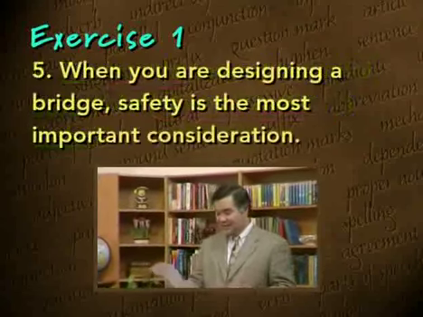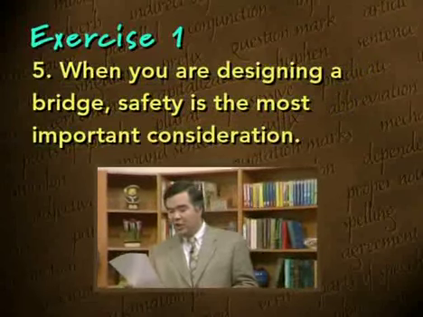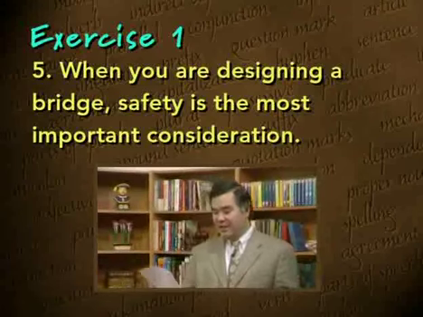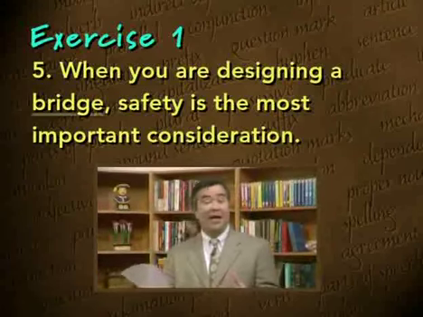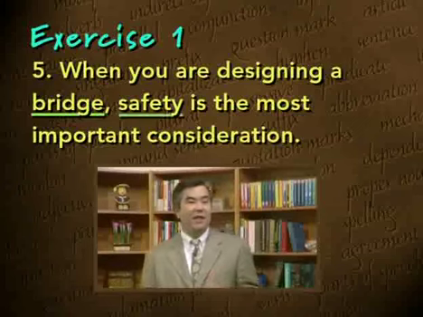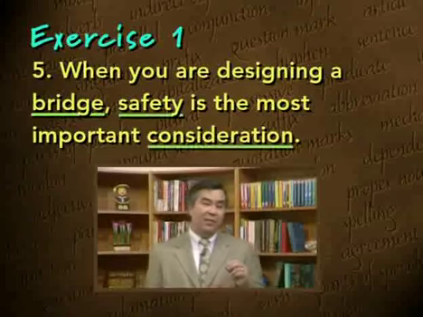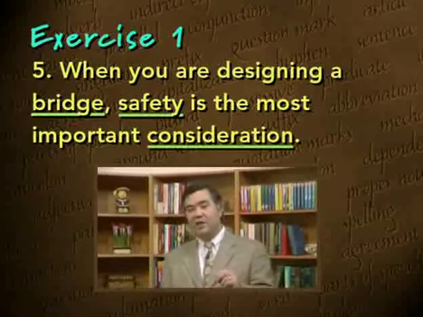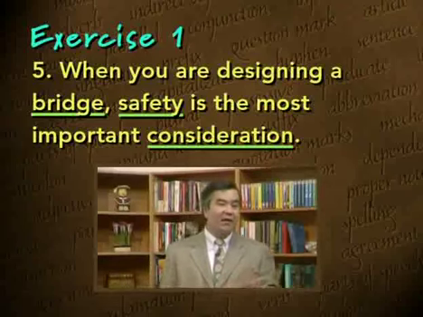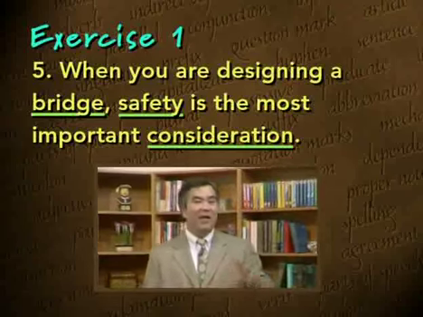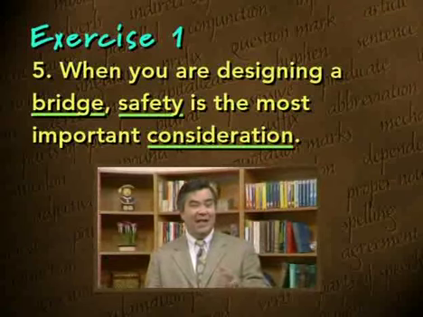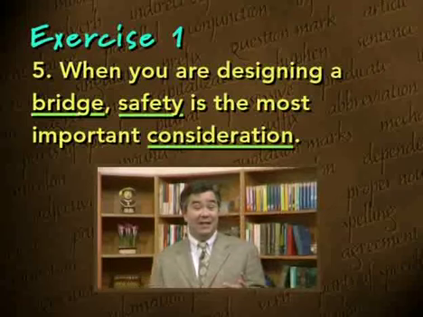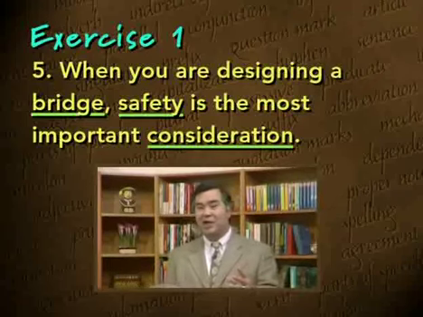Let's look at our last sentence. When you are designing a bridge, safety is the most important consideration. What nouns did you notice in this sentence? There are three nouns: bridge, safety, and consideration. Notice that bridge describes a thing, while safety and consideration describe ideas. Nouns very often refer to concrete physical things, things that can be seen or perceived with the senses, but remember that nouns can also refer to ideas. And safety and consideration are both ideas.